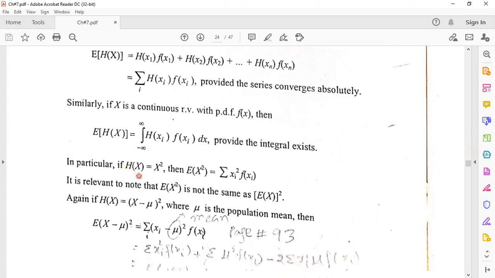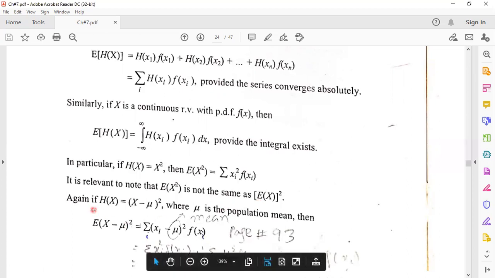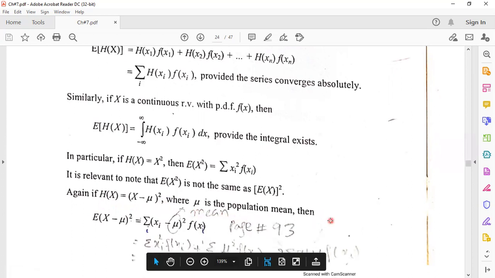If h of X equal X square, then expected value of X square equals summation xi square f of x. It is relevant to note that expected value of X square is not the same as expected value of X का whole square.